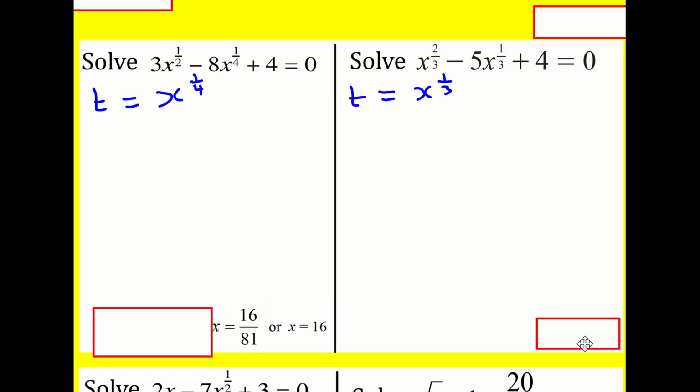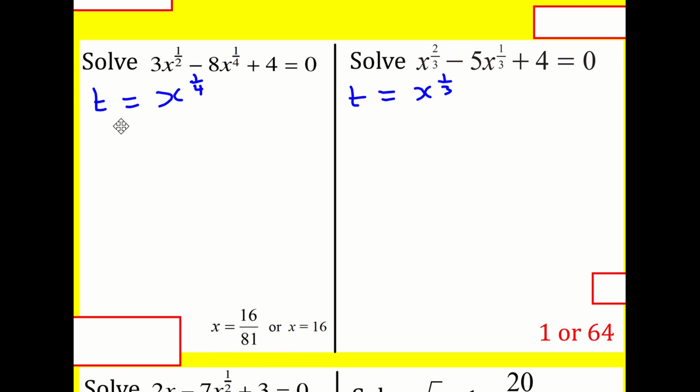This leads to these solutions. Let's see how that comes about. Because when I do t squared, I'm going to get x to the quarter all squared. I'm going to do 2 times a quarter, I'm going to get x to the half. So it's going to become 3t squared minus 8t plus 4 equals 0. And suddenly I've brought in a quadratic where the coefficient in front of the t squared is not equal to 1, but we can deal with that.